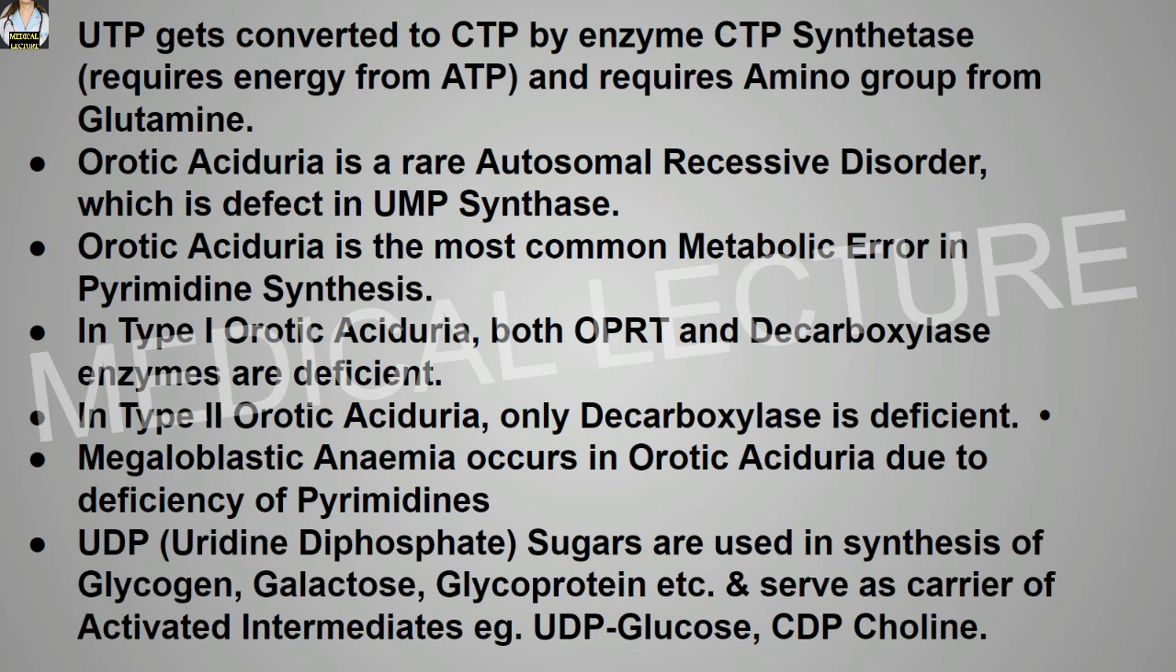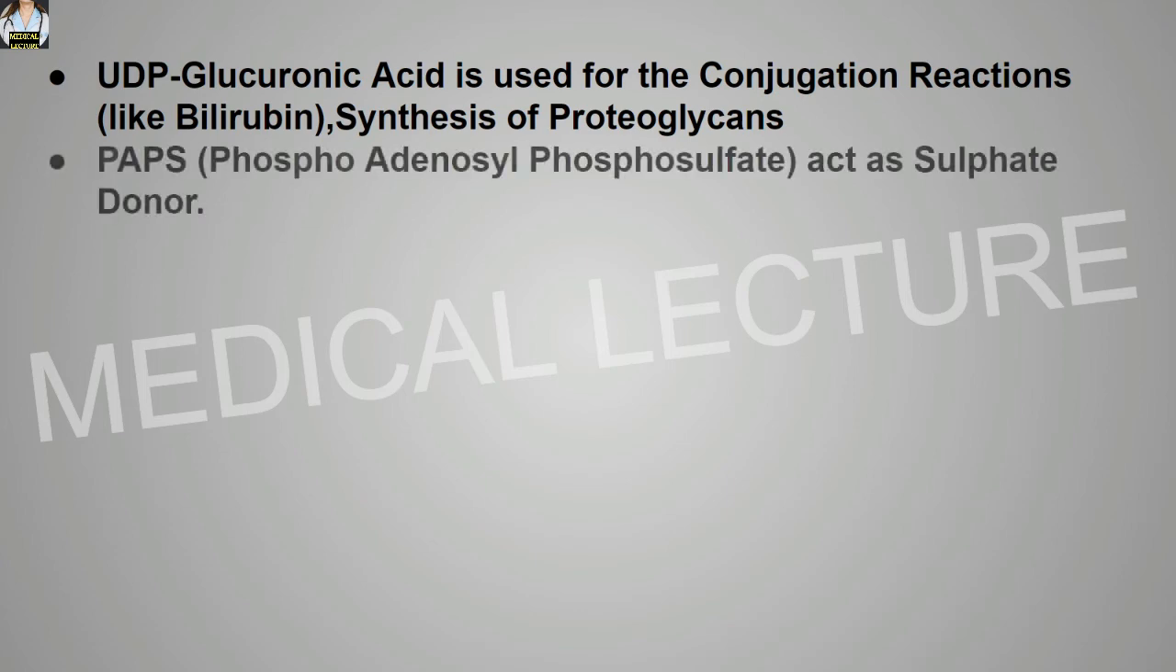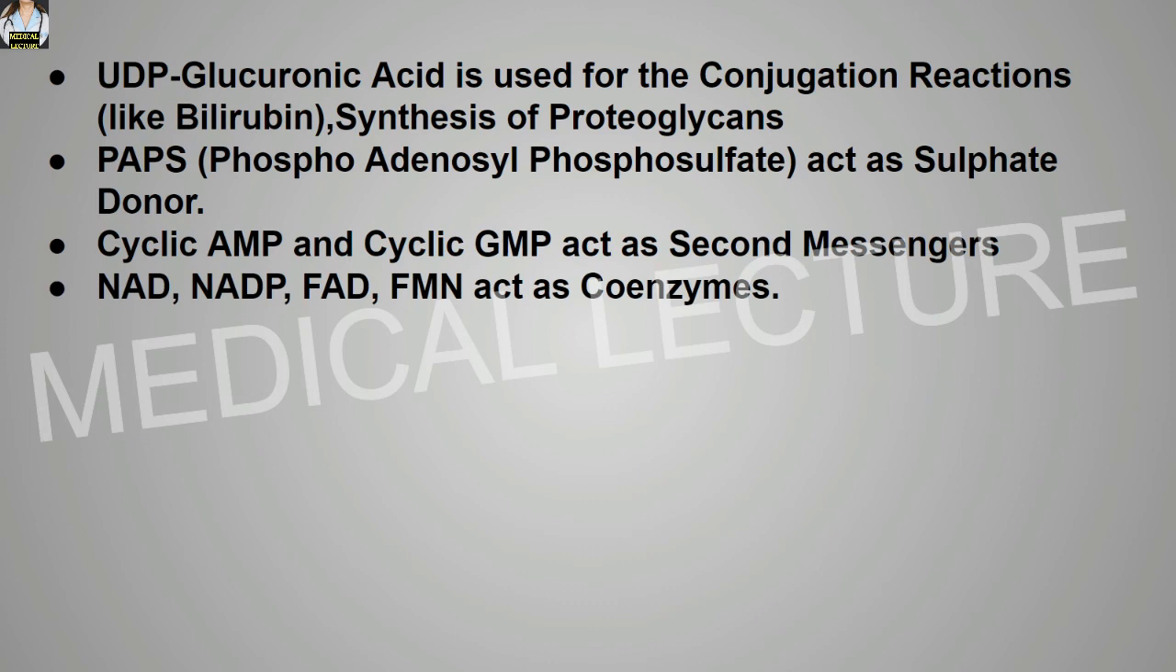Uridine diphosphate sugars are used in the synthesis of glycogen, galactose, glycoprotein, etc. and serve as carriers of activated intermediates, for example UDP glucose, CDP choline, etc. UDP glucuronic acid is used for conjugation reactions like bilirubin, and also in the synthesis of proteoglycans. PAPS, the phosphoadenosine phosphosulfate, acts as a sulfate donor. Cyclic AMP and cyclic GMP act as second messengers. NAD, NADP, FAD, FMN all act as coenzymes.